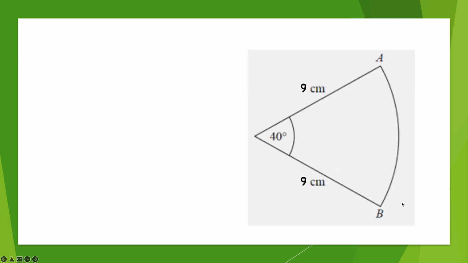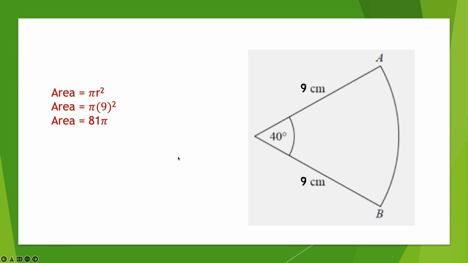Now we have a sector question. The first thing I want you to do is picture this as being an entire circle. What would the area of that entire circle be? Well, it would be pi r squared. In this case, the radius is 9, so that would be pi times 9 squared, which is 81 pi. And we're going to give this answer in terms of pi.